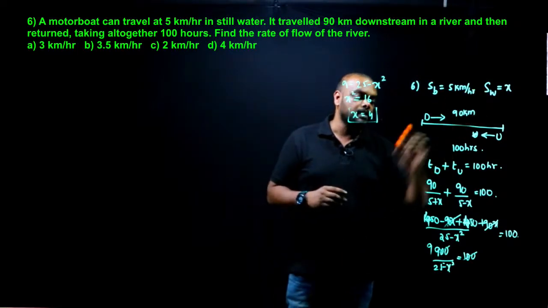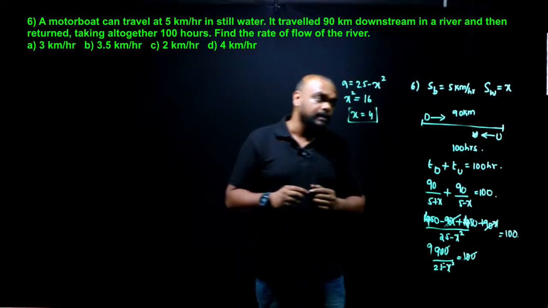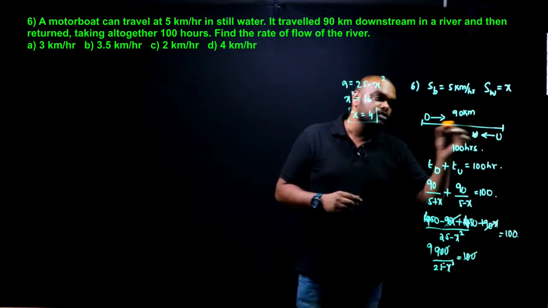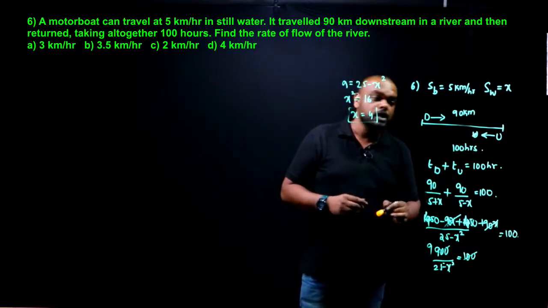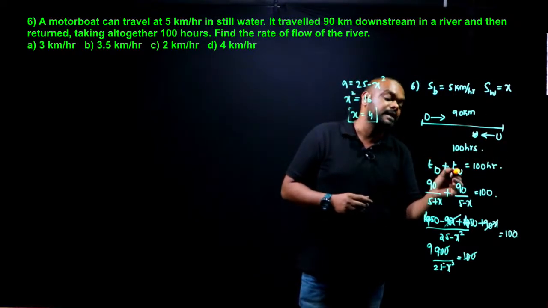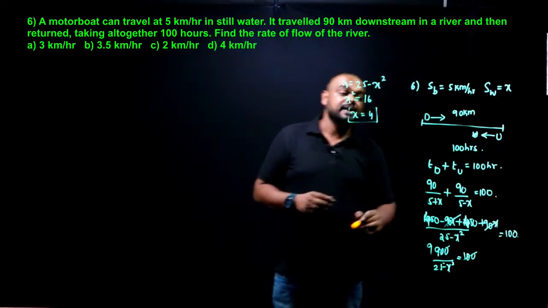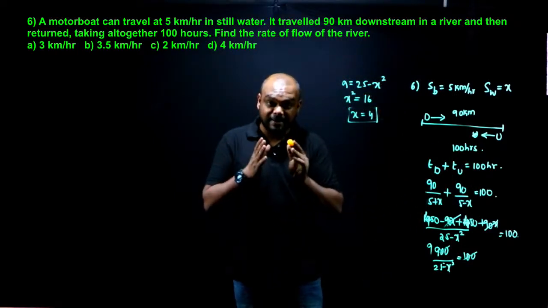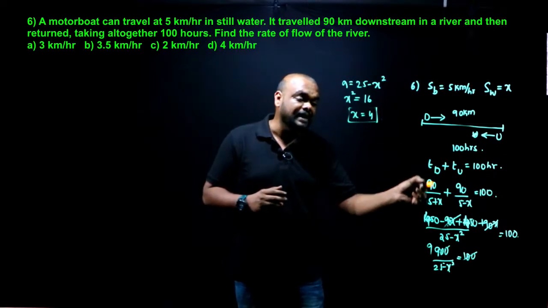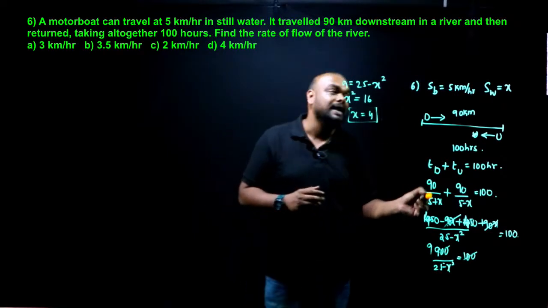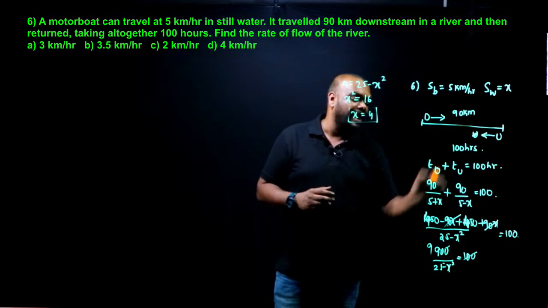Okay, we need SW. Now one thing we know, one side it is going downstream, so obviously the other side is upstream. So time taken during downstream plus time taken during upstream is 100 hours. Now time for downstream, how do we calculate? Distance by speed. Distance 90. Which speed? Downstream speed. How do we write it? SB plus SW, 5 plus x.